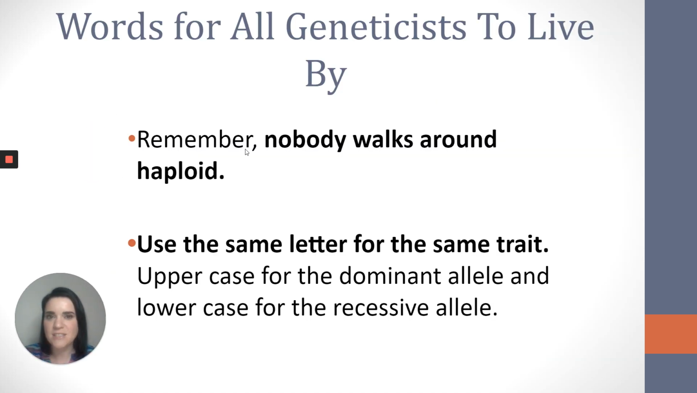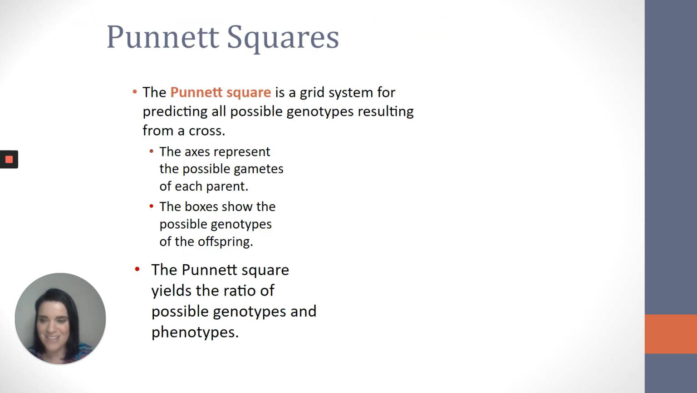I posted it. Words for geneticists to live by. Remember, nobody walks around haploid. We have pairs of chromosomes. We're diploid organisms. And then use the same letter for the same trait when you're doing test crosses. So when we talk about the same letter for the same trait, that's talking about using capital B and lowercase b. Capital B would be dominant alleles and lowercase b would be the recessive alleles. We wouldn't use a B and an R for the same trait. Like if you're looking at brown hair and red hair, you would pick one letter. Do not use two different letters. That's all that's referring to.